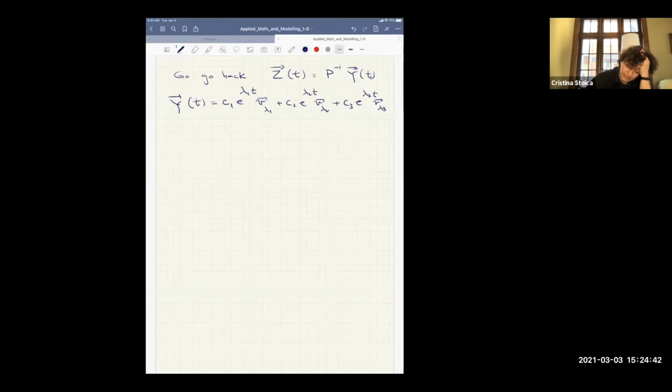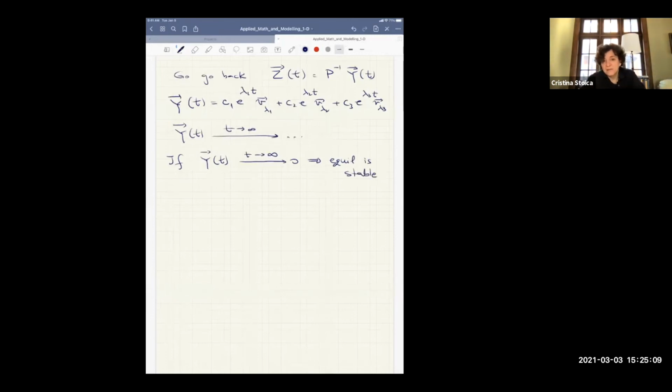Right, in the Y system, we have to look at what is going on to Y of t as t goes to infinity, okay? So if Y of t is going to zero as t goes to infinity, then the equilibrium in question is stable, right? I mean, that's where it's coming from. And if not, then not, okay? So that's how the flavor is going.